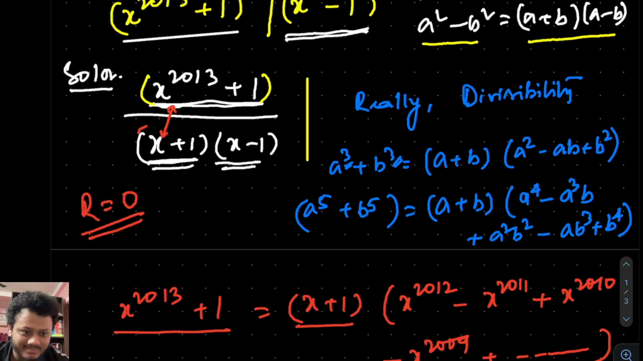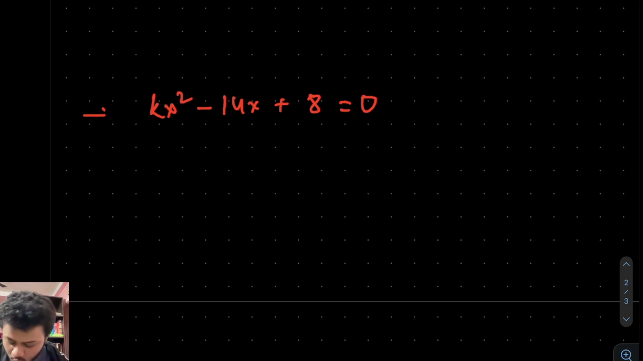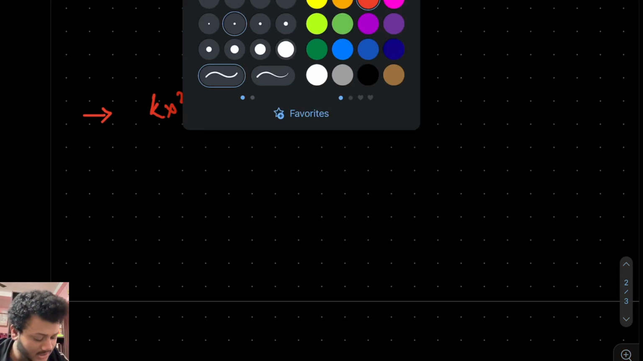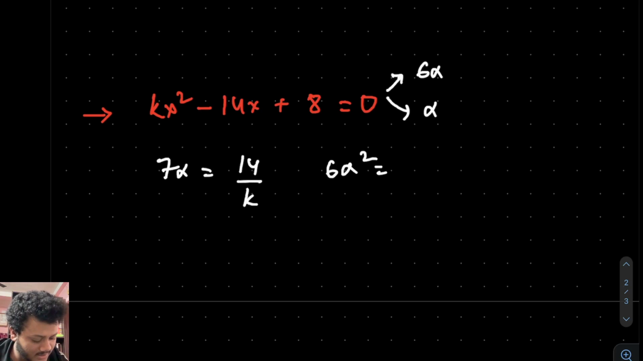Okay. Now we come to the next question. The next question tells us that one root of the quadratic equation kx squared plus 14x plus 8 equals 0 is 6 times the other. It is a very easy question. So if one root is 6 alpha, the other root is alpha. Really easy. So 6 alpha plus alpha, which is 7 alpha, will be equal to minus 14 by k, and 6 alpha square will be equal to 8 by k.